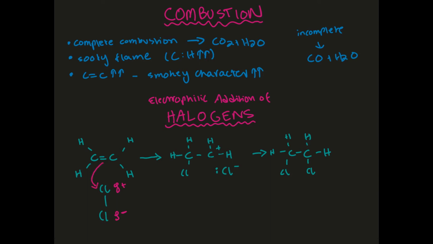And now you're going to get a dative bond between the carbon and the chlorine in this case. And it's very important to make this arrow from the double bond and not from one of these carbons and towards the chlorine.